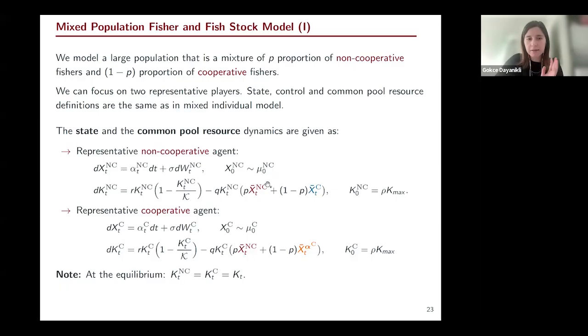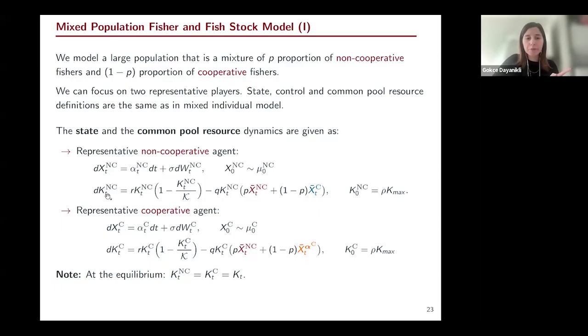So the difference here is, as you can see, for the non-cooperative agent, the non-cooperative average fishing effort and the cooperative average fishing effort are taken exogenously. But for the cooperative agent dynamics, the average fishing effort in the cooperative part is taken as something they can observe. They have some control over. So then basically this is going to be their main difference.